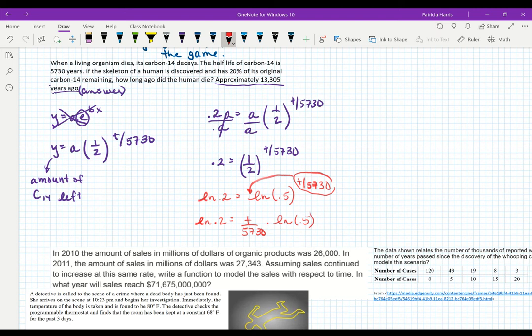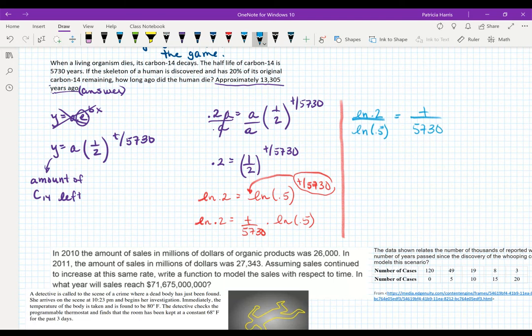Now, remember that natural log of 0.2 and natural log of 0.5, those are just numbers. They're not anything that you need to solve for. So we're going to divide both sides by the natural log of 0.5. So we're going to get natural log of 0.2 over natural log of 0.5 is equal to t over 5,730 years.